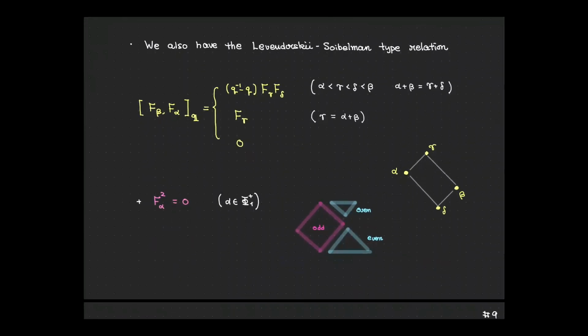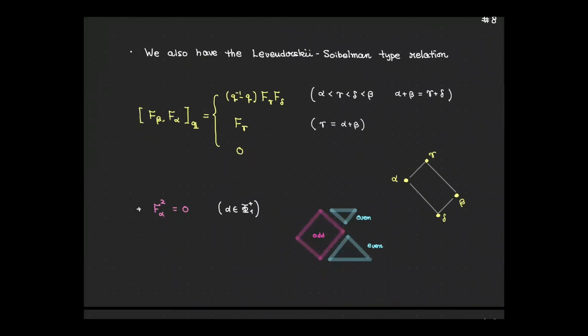And then all the facts which hold in the case of type A, exactly the same facts are true in this case. So the only difference is that the Q to the something is replaced by our bold Q functions. So for example, there is a Levendorskii-Soibelman relation, which is of the same form. Here, when beta and alpha are a pair of positive roots, beta is the bigger one. If we consider the Q commutator of F beta and F alpha, then they satisfy the following form. It's a very well-known formula.